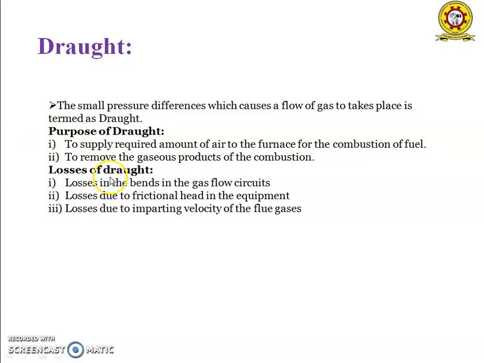And what are the losses in the draught? The losses in the draught may be due to the reasons mentioned below. Losses in the bends of the gas flow circuits, losses due to frictional heads in equipment like grate, economizer, superheater, etc. Losses due to imparting velocity to the flue gases, losses near the bends, frictional resistance offered by the flues to the flow of the flue gases, and the loss of draught in the chimney is 20% of the draught produced by it.